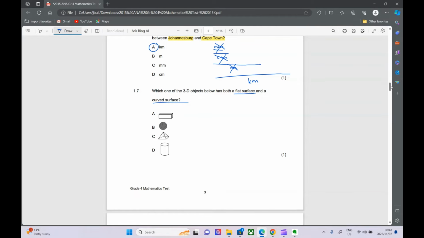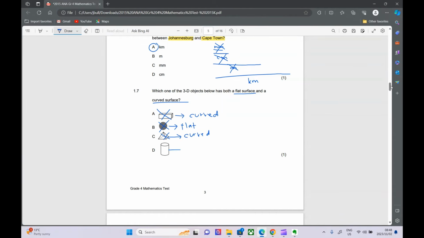Okay, so this first one doesn't have a curved surface. It's got nothing curvy about it, it's all just straight lines. This one doesn't have a flat surface, it's all curved. This one doesn't have a curved surface, it's all just straight lines.